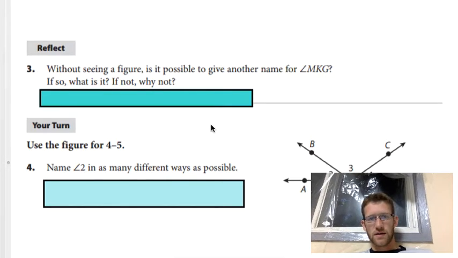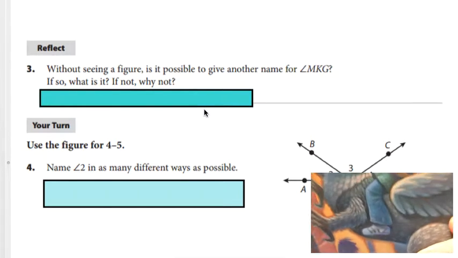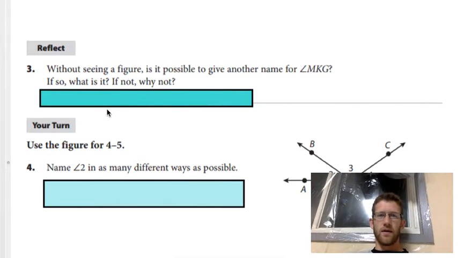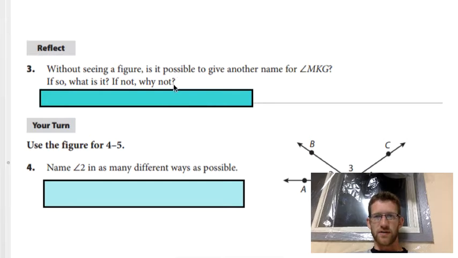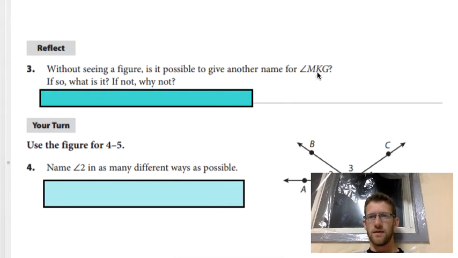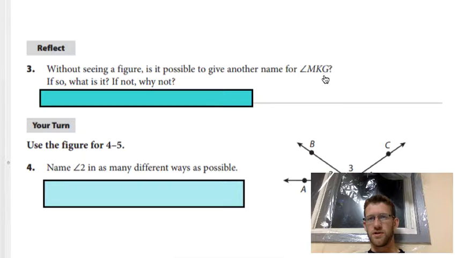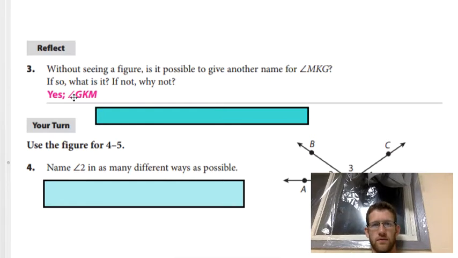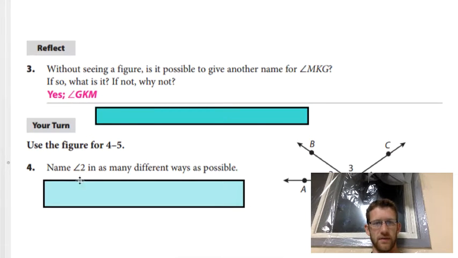Okay, go ahead and answer these questions. I'll pause here for a second. Without seeing a figure, is it possible to give another name for angle MKG? Yes, it is possible. You know that M and G are points on the rays. K is the vertex, so therefore angle GKM is totally possible. Don't forget the little angle symbol, like I did.